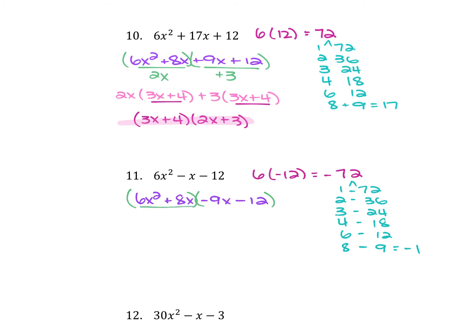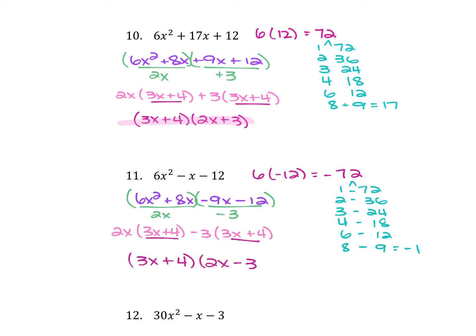From the 6x squared plus 8x, your greatest common factor is 2x. From the negative 9x and the negative 12, your greatest common factor isn't only the 3, but a negative 3, so that way you turn that 9x into a positive number. From here, you're going to have 2x times 3x plus 4 minus 3 times 3x plus 4. This then gets rewritten, since your two parentheses are identical to one another, as 3x plus 4 times 2x minus 3.